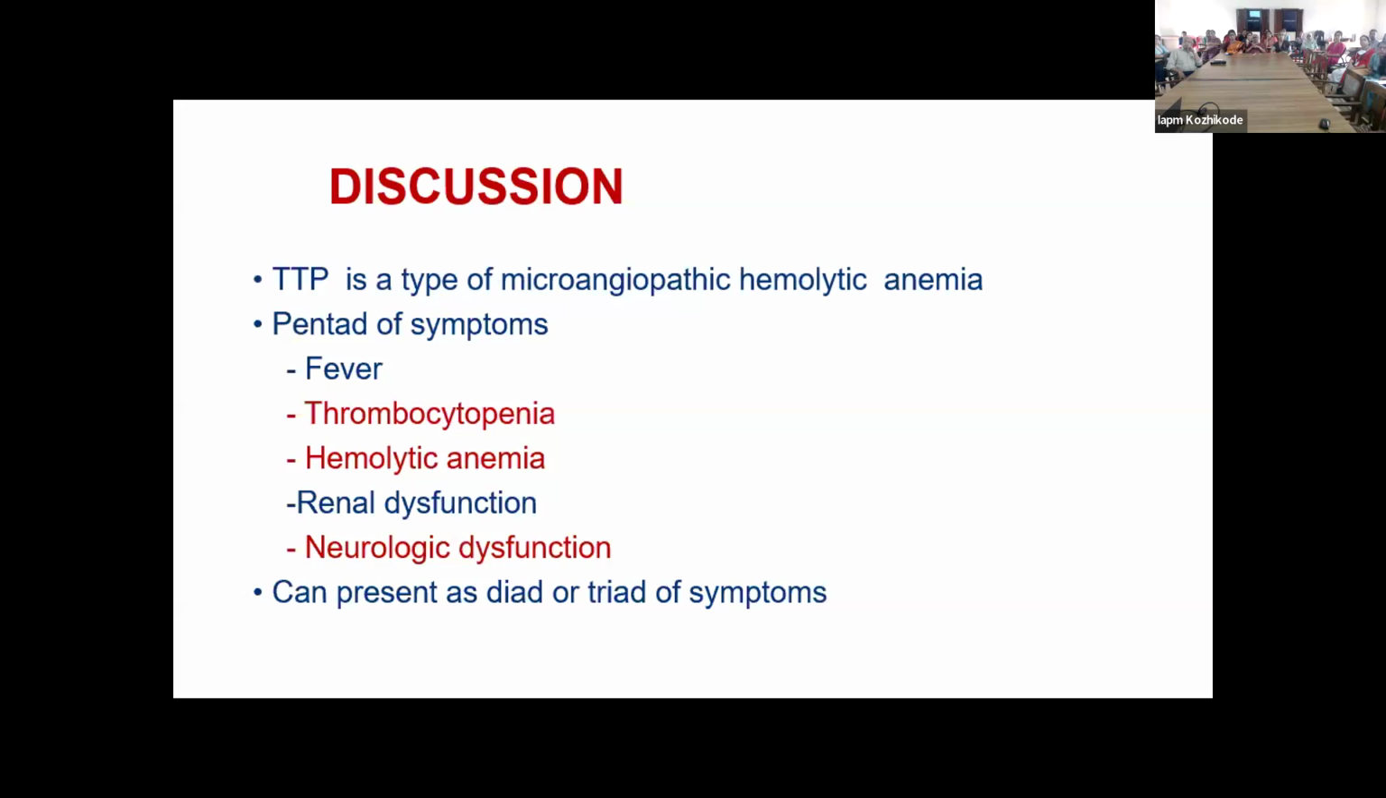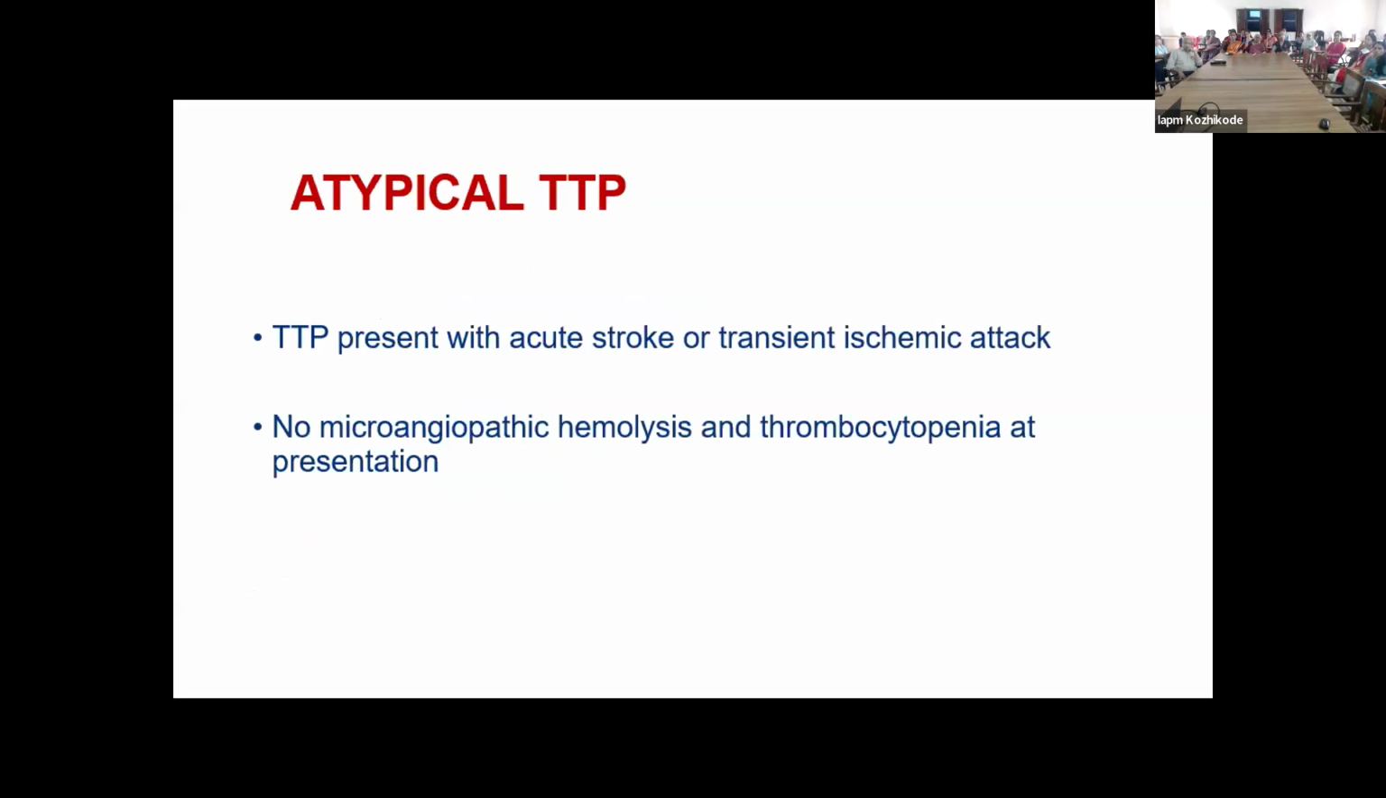Coming to the discussion, TTP is a type of microangiopathic hemolytic anemia. It is characterized by a pentad of symptoms: fever, thrombocytopenia, hemolytic anemia, renal dysfunction, and neurologic dysfunction. It can present as a dyad or triad of symptoms. In our patient, she had thrombocytopenia, hemolytic anemia, and later on she developed neurologic symptoms. Atypical TTP is TTP presenting with acute stroke or transient ischemic attack. There is no microangiopathic hemolysis and thrombocytopenia at the time of initial presentation.